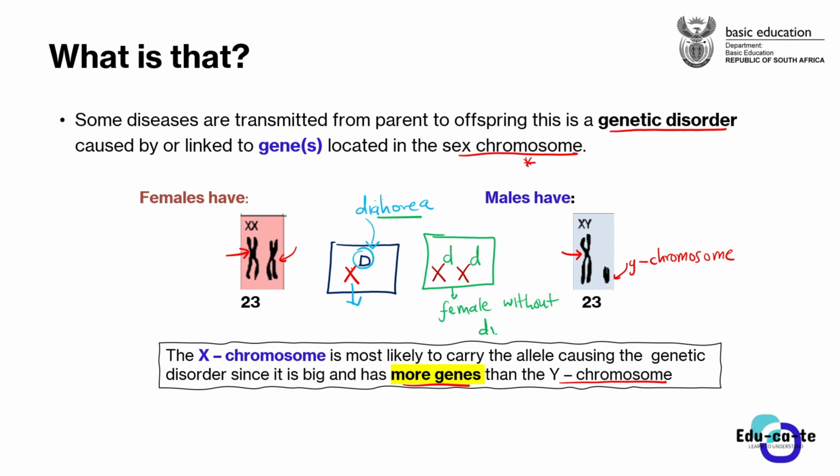How do we see that? It's because diarrhea is caused by a dominant allele. So for someone that does not have diarrhea, we write small letter d. So whenever you're doing sex-linked inheritance, make sure that you don't just write XX. You have to write X and indicate the condition on top: is the person infected or not.